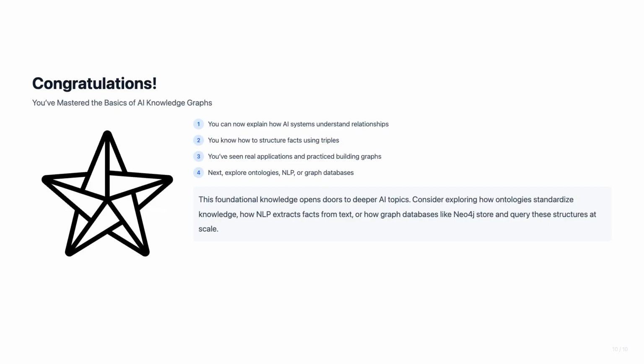Keep practicing by turning everyday information into structured facts. The more you do it, the more you'll start seeing the world as a web of connections, just like an AI does. Thank you for learning with me and keep exploring.